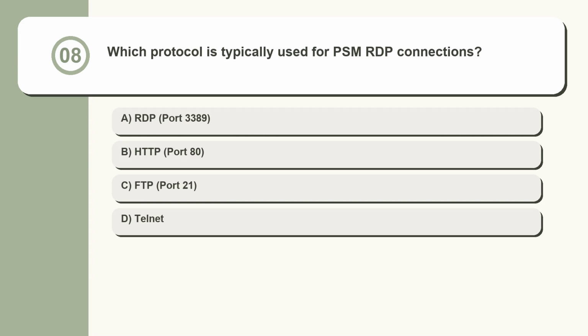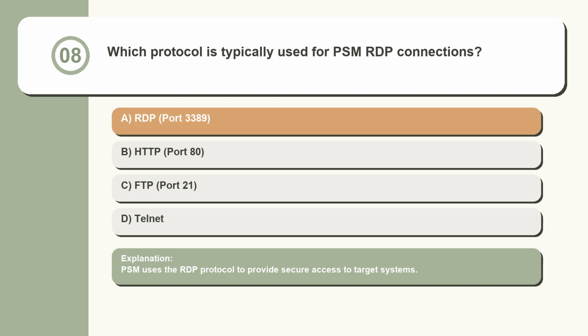Question 8. Which protocol is typically used for PSM RDP connections? RDP, port 3389, HTTP, port 80, FTP, port 21, Telnet. PSM uses the RDP protocol to provide secure access to target systems.